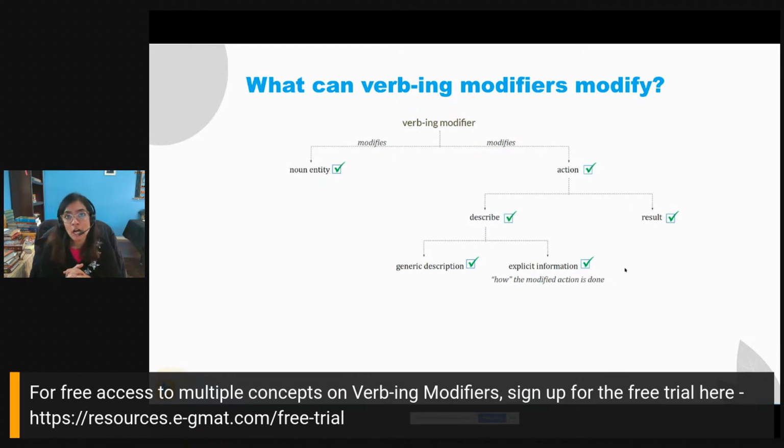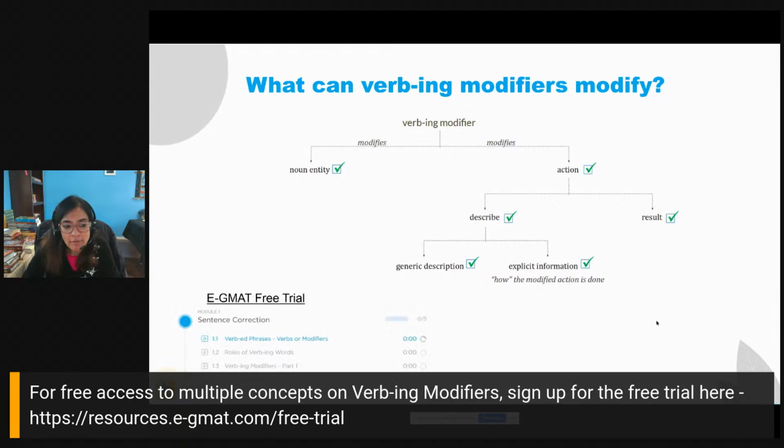And if you saw the videos, the solutions that we created for you before this session, the Caspian Sea question, there we see this thing happening, generic description, where the comma plus verb-ing modifier actually comes to substantiate the modified action. The second part of this description is explicit information, which is the how part of the modified clause. And again, let's take a look at a few examples to understand how these modifiers work.